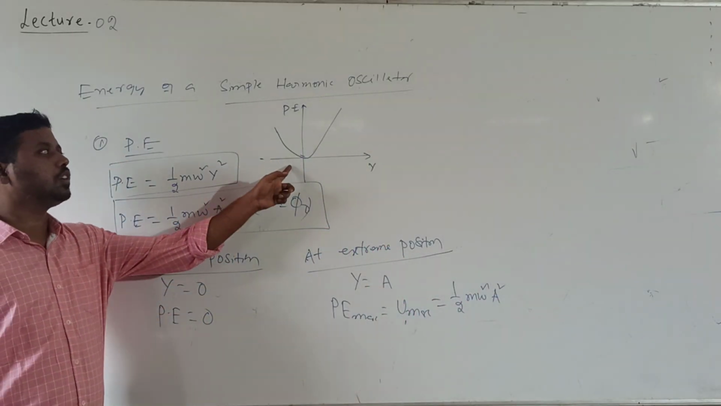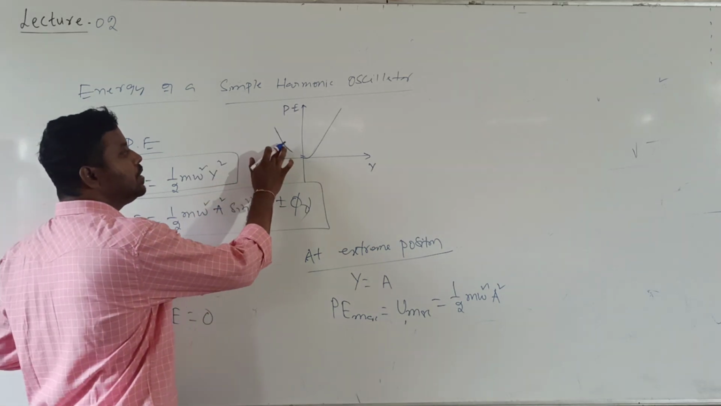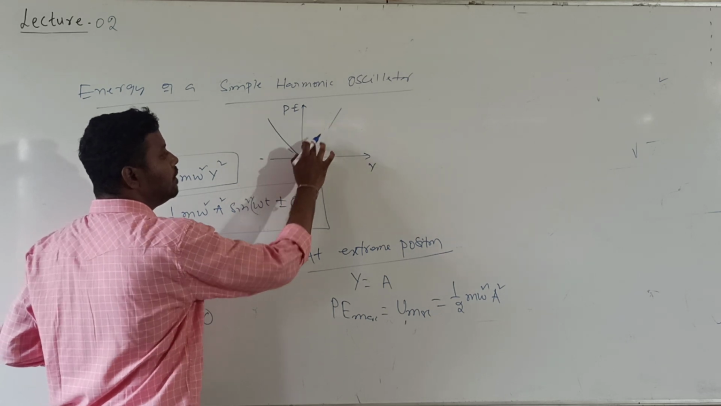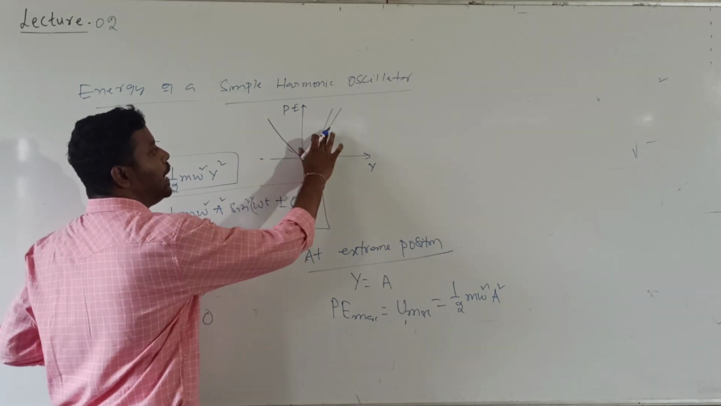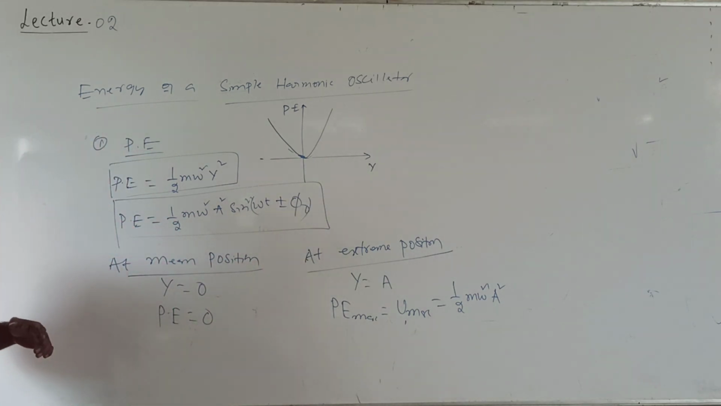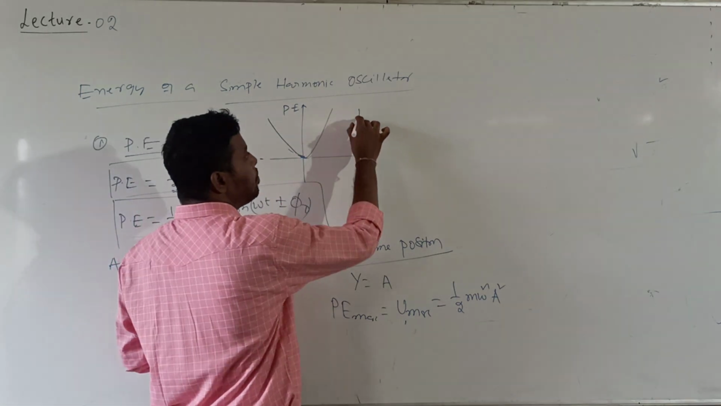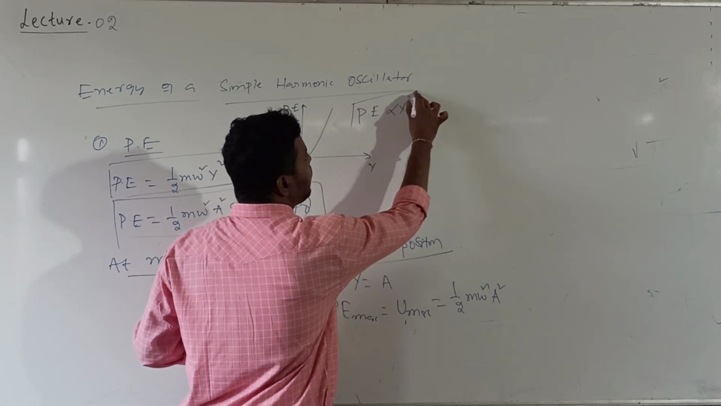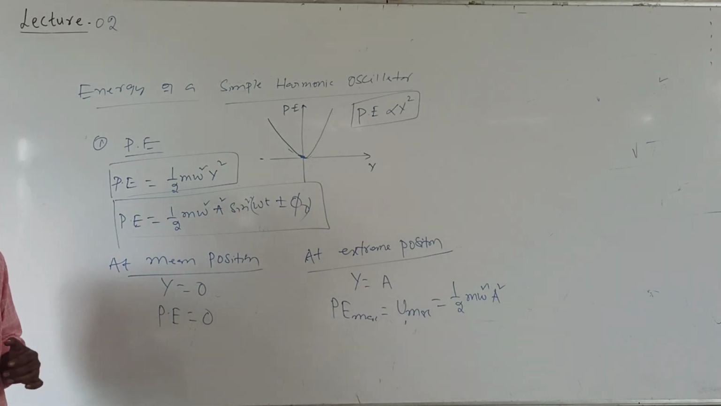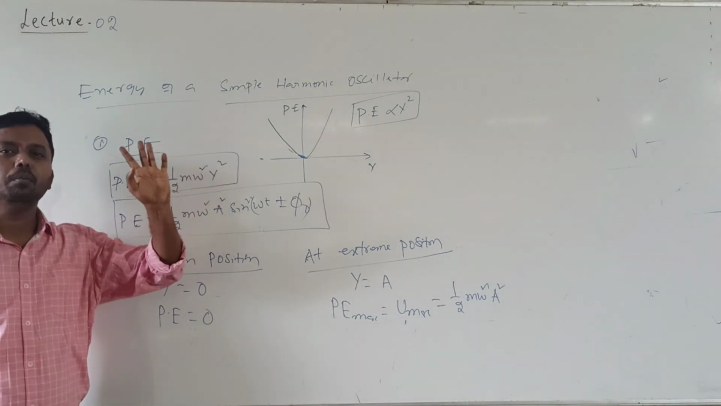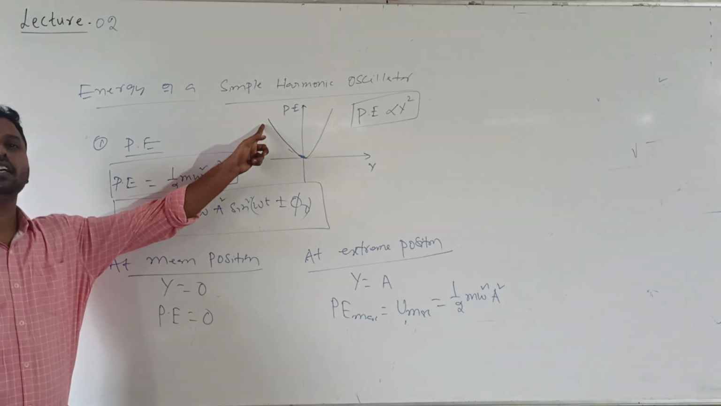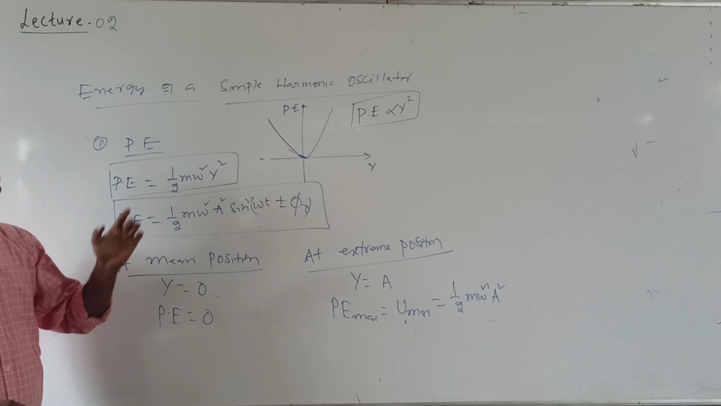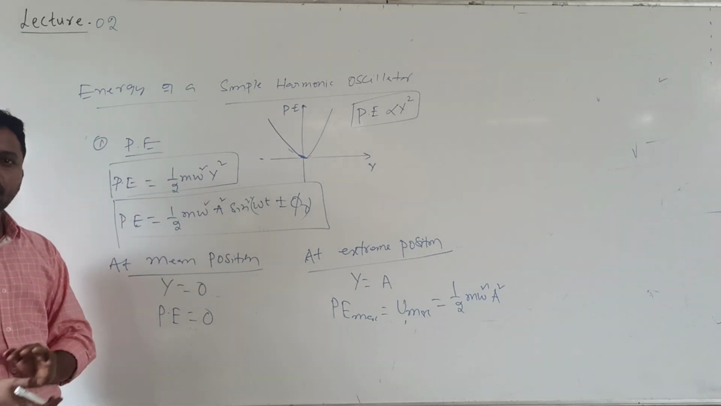From this graph you can see potential energy is 0 at the mean position and maximum at the extreme position. Potential energy is directly proportional to y square, so the graph between potential energy and displacement is a parabola. Potential energy is maximum at the extreme position and 0 at the mean position. So this is for the potential energy of a particle.